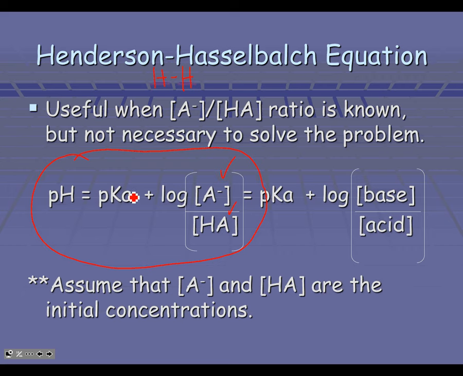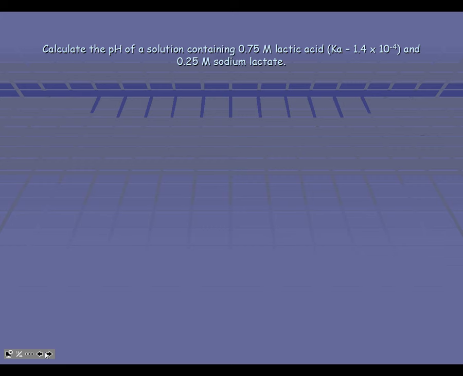So let's work a problem. Let me just show you the first problem, showing you how to use Henderson-Hasselbalch. It says, calculate the pH of a solution containing 0.75 molar lactic acid and 0.25 molar sodium lactate.